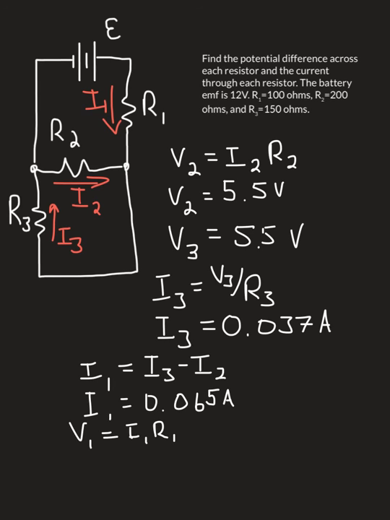Finally, use Ohm's law to solve for the potential difference across resistor 1, and the result is 6.5 volts. We have found all the values that the problem asked us to find, the potential difference across each resistor and the current through each resistor. So this is the end of the circuit analysis example 1.